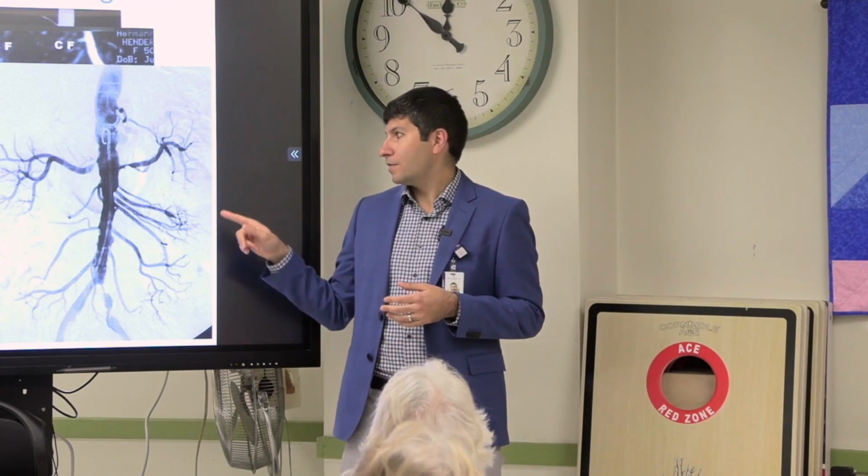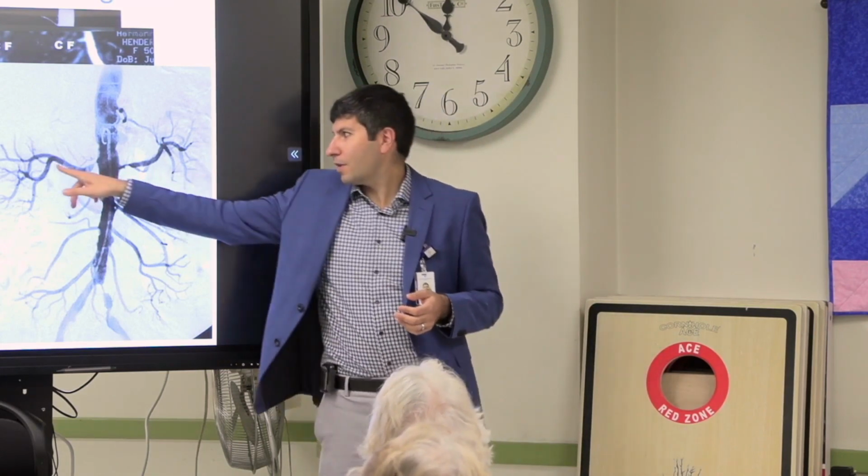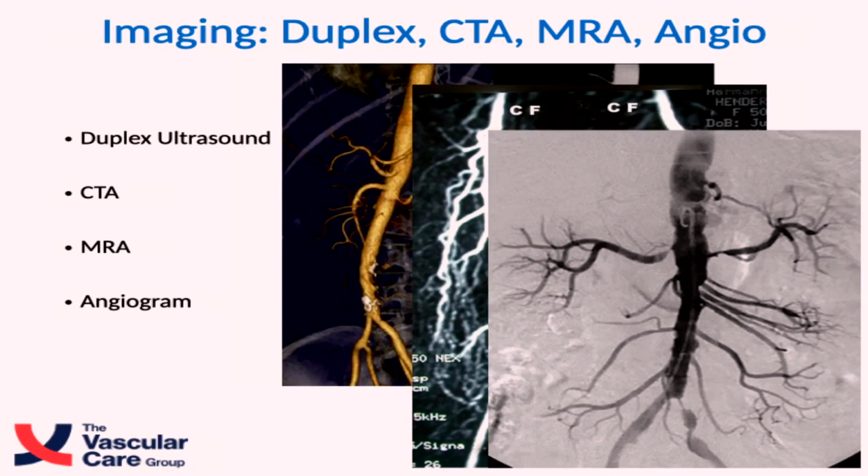The other advantage of this, if you've noticed, is that there are other blockages here. These are the blood vessels that go to the kidneys. Oh, I accidentally touched the screen. Maybe here. There's a little narrowing right here in that blood vessel going to the right kidney. So that's called a renal artery stenosis.